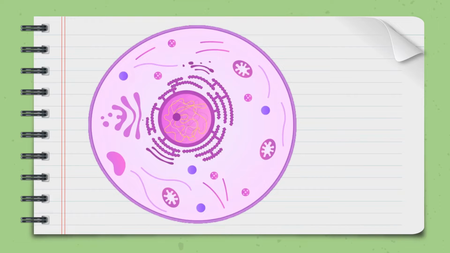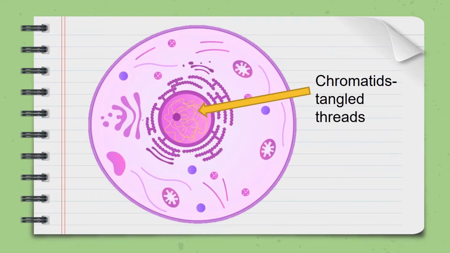So we have this simple cell as an example. If you can see the thread-like structure in the nucleus, these are what we call the chromatids. They are usually tangled when present in a regular active cell. When the cell separates these chromatid threads, the process is aided by condensation of threads.